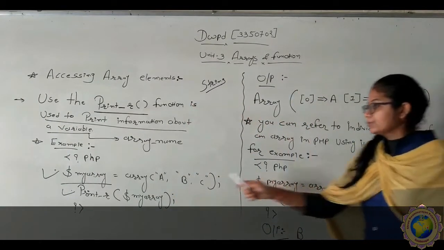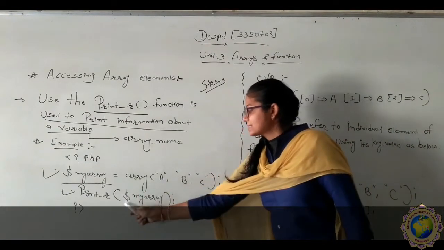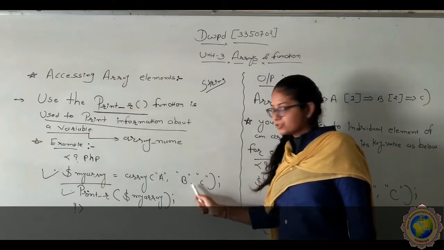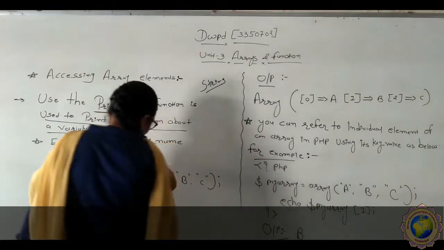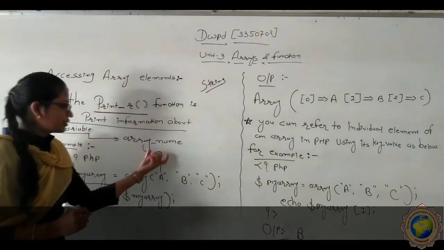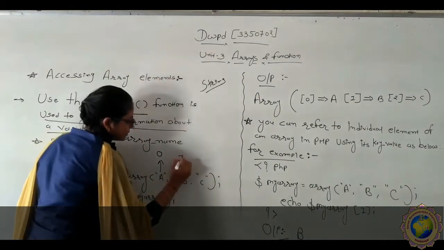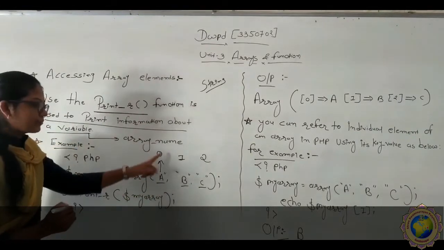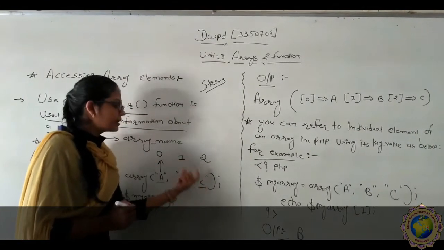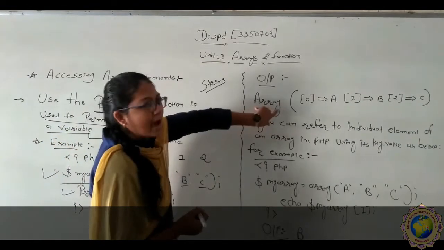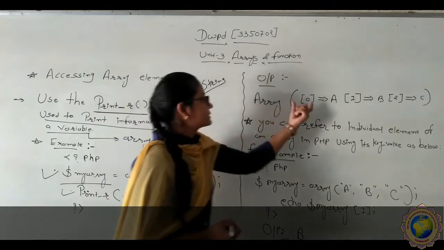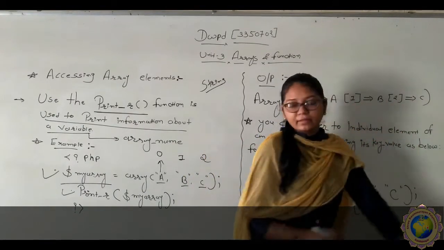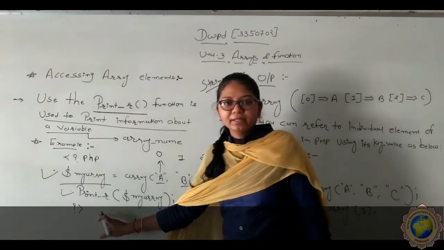What will we get in the output? Using the print_r function, here we initialize myArray. What values have we given in myArray? A, B and C. Here the index of A is 0, the index of B is 1, and the index of C is 2. So the output is as follows: Array, 0 contains A, 1 contains B, and 2 contains C. So this is the example of using the print_r function.